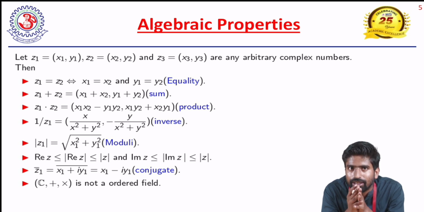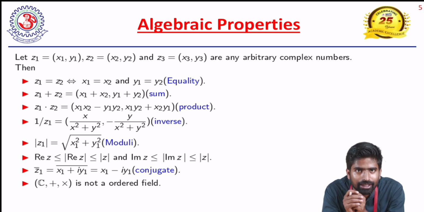So when we say that two complex numbers z1 equals z2, the meaning is that the real part x1 and the real part of z2, x2, have to be the same. Second, the imaginary parts of both also need to be the same.